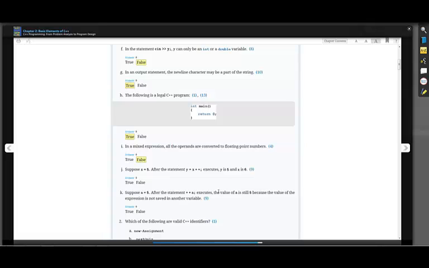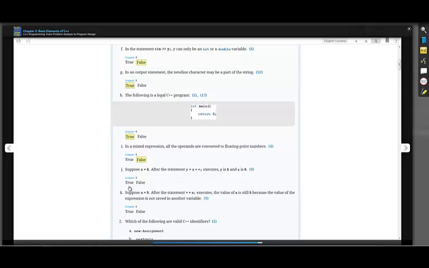Okay, so suppose x is 5 after the statement y = x++. This symbol right here is a post-increment. Post means after, and increment means you're adding 1 to it. So when this is executed, y is equal to 5 and x is equal to 6. So y is equal to 5, but x now becomes 6.